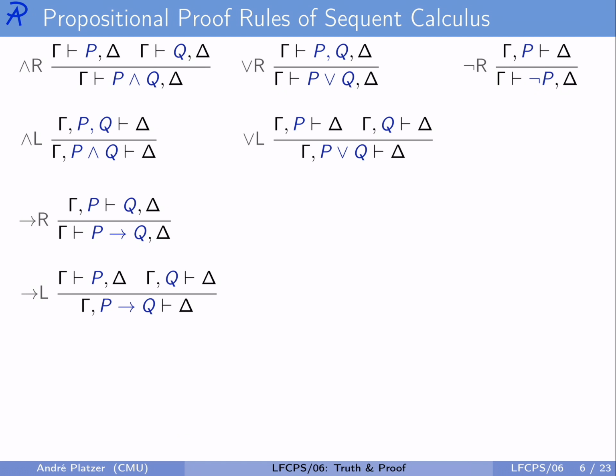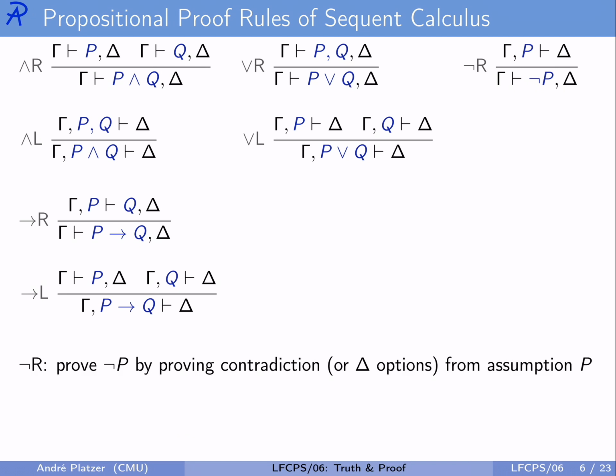But the same thing also works out if we keep other alternatives around, because again, if we have succeeded in the proof of delta already, then also down here we've succeeded in the proof of delta, never mind the not P as one of the alternatives. You can also understand the not right proof rule just by reminding yourself about the meaning of the sequent, which is the conjunction on the left-hand side implies the disjunction of everything on the right-hand side, and then you see this duality. So you prove a not P by proving a contradiction, or one of the delta options, from the assumption P.